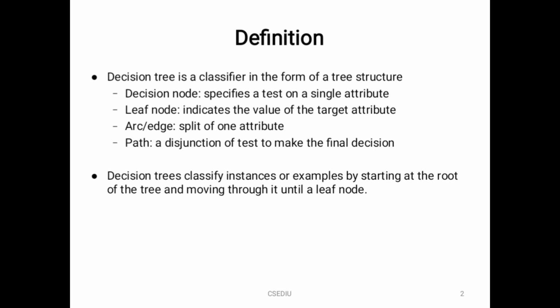Then the leaf node, also called a terminal node, contains the final decision or classification. Then arc and edge, it's a split of one attribute. It connects nodes in the decision tree. Then path, it's a sequence of decisions from the root to a particular leaf node.